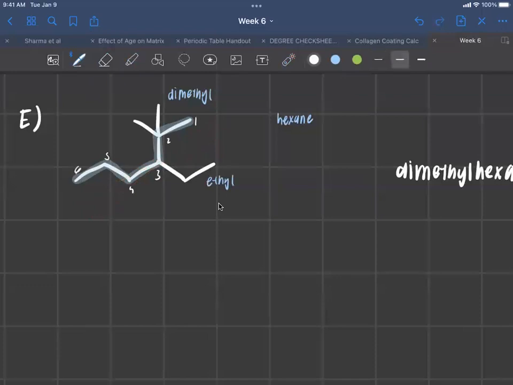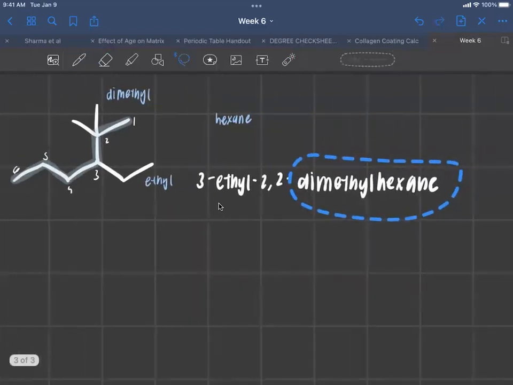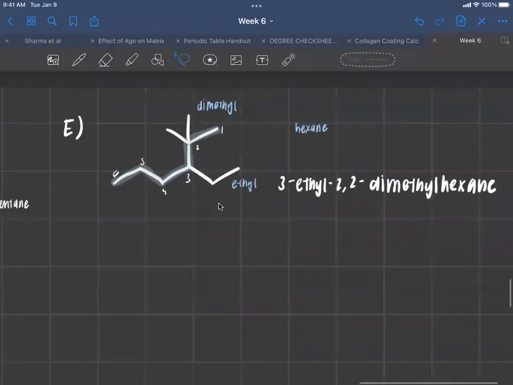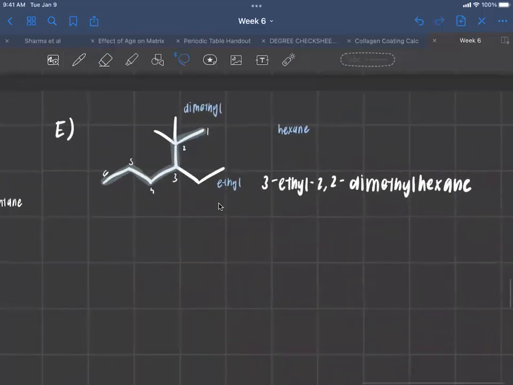So again, kind of just redoing the process we did earlier. We knew that the ethyl group comes first, so that's 3-ethyl. We have methyl groups then on carbon 2, so 2,2-dimethylhexane. So again, we made that mistake, but we caught it. That's okay. So for example E, the name of this molecule is 3-ethyl-2,2-dimethylhexane.